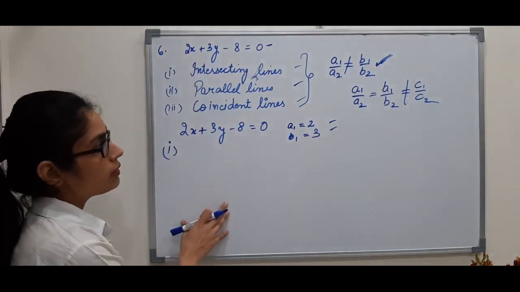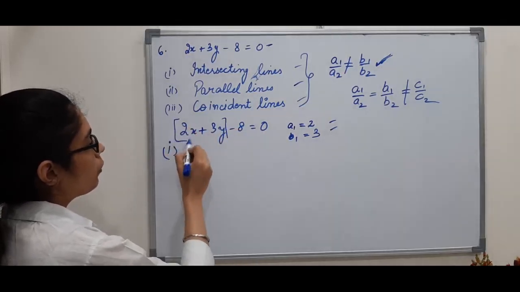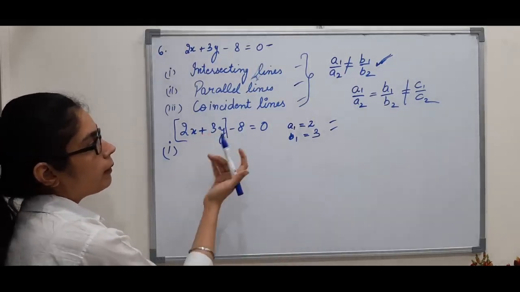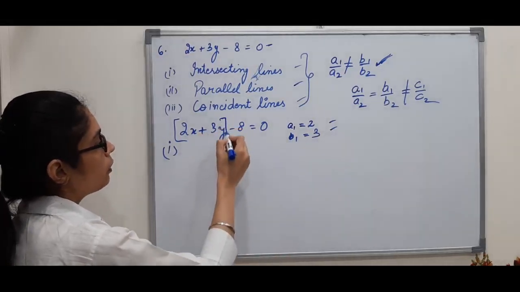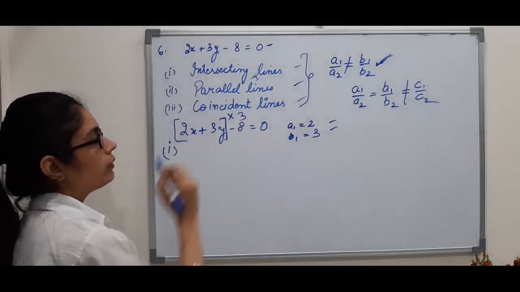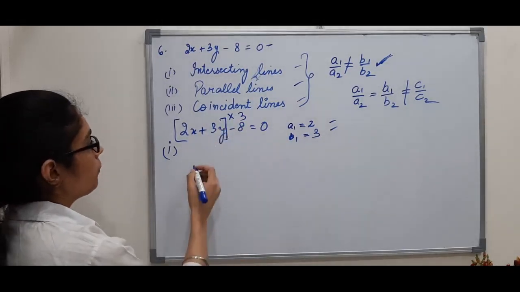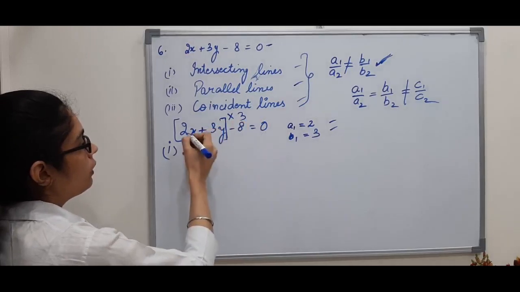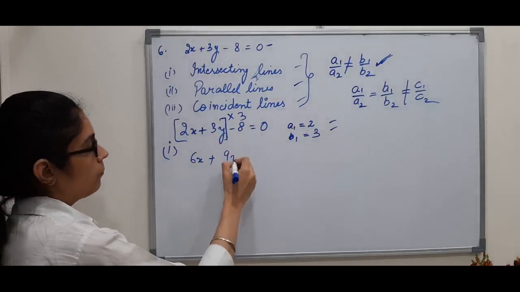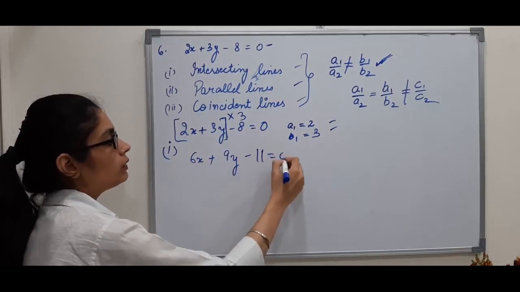For such types of equations, you have to make equal only the ratios of a1 over a2 and b1 over b2. So just put a bracket over here and multiply this with some number. I'll multiply it with 3, only this much, except part c. C I can write whatever I want. So I'll just multiply 2 into 3, this is 6x, 3 into 3, 9y, and this I will not multiply. I will write anything, so again I will write minus 11 equals to 0.